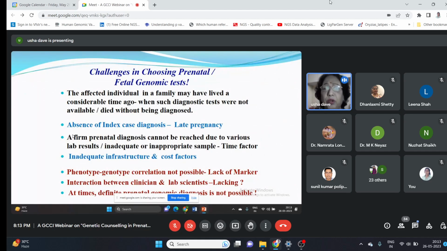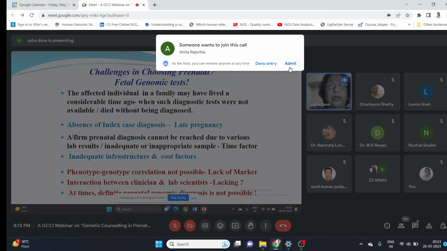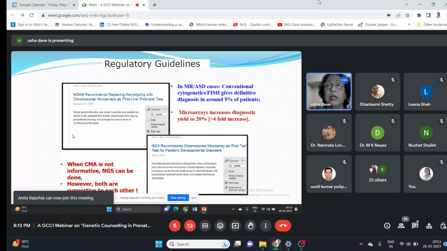The clinicians are not always giving the full information. You have to go back, get it, and at times you also have to make them aware and educate them. So this consortium becomes very, very important, and at times there may not be a diagnosis, so how will you tackle that? Nevertheless, there are regulatory guidelines.